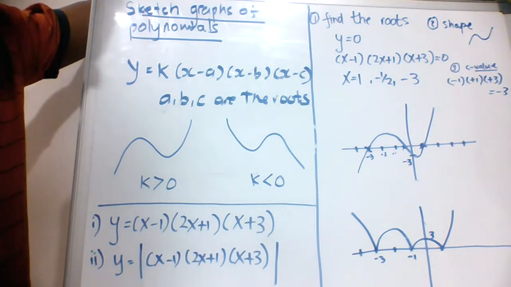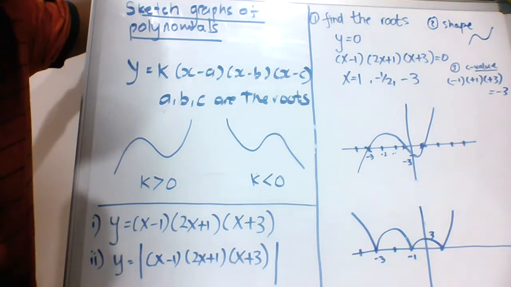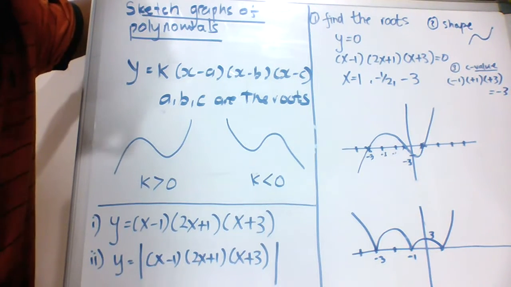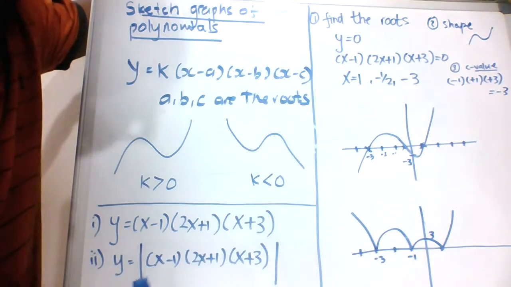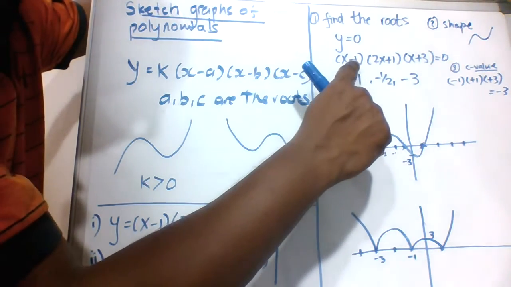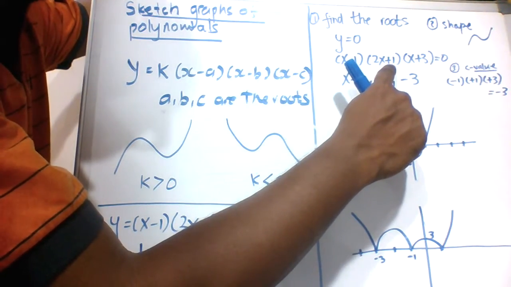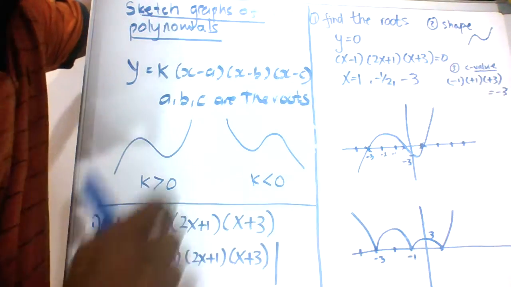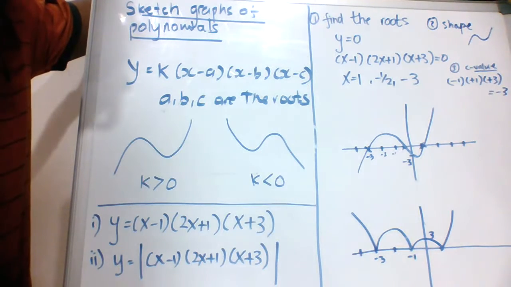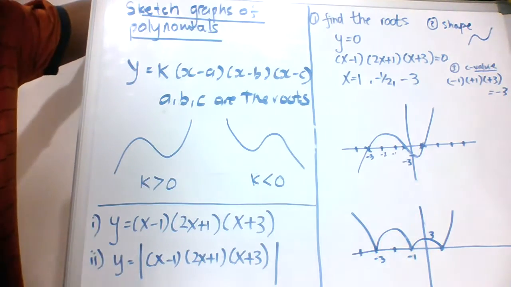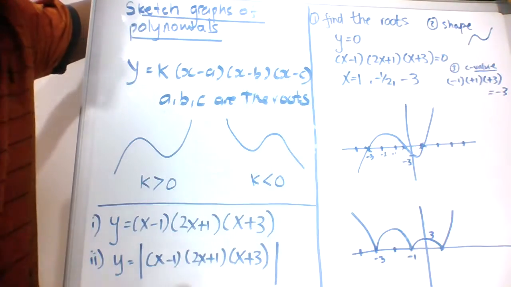The third one, which is also more important, is to find the c value, which is the y-intercept. Now, to find the c value, you don't have to expand everything. Just take this value, multiply by this, and multiply by that. So negative 1 times positive 1 times positive 3, you'll end up getting a negative 3. Now, that is the y-intercept.